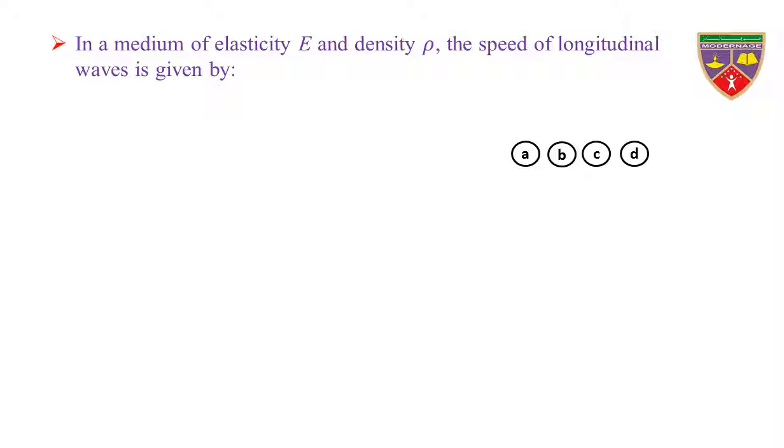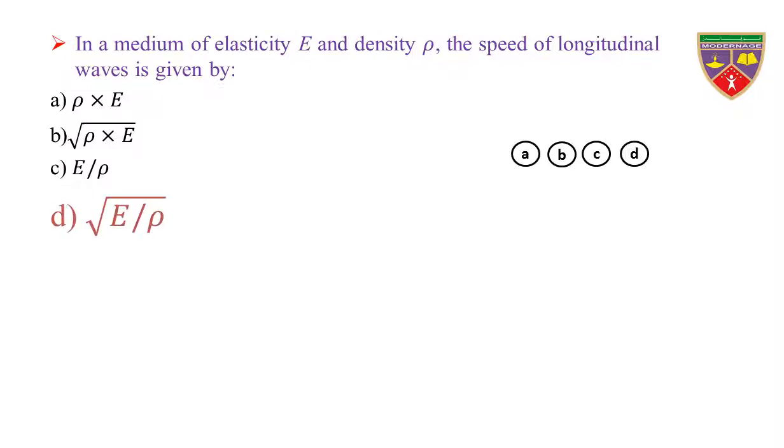In a medium of elasticity E and density rho, the speed of longitudinal waves is given by: option A, rho into E; option B, square root of rho into E; option C, E divided by rho; option D, square root of E divided by rho. The key is square root of E divided by rho. Therefore, the correct option is D.